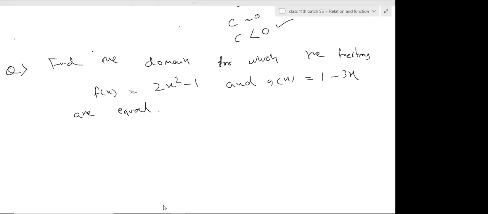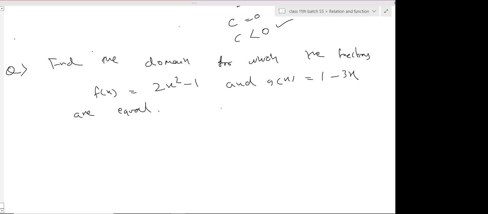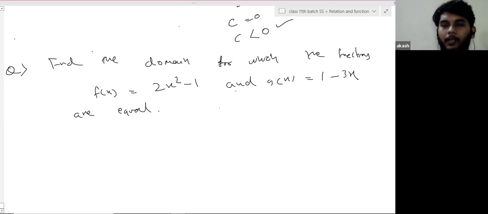So I could only find -2 as the domain. Right? How can we solve this? Can anyone tell me the steps? What to do here? Put values of x until the answer comes equal. So the hit and trial method. How many trial values can we check? All right.